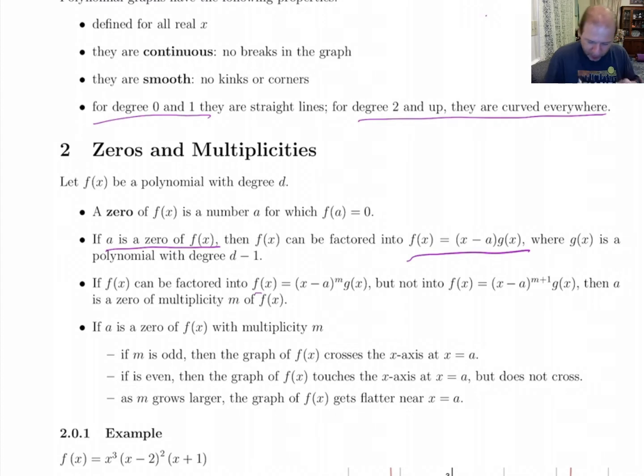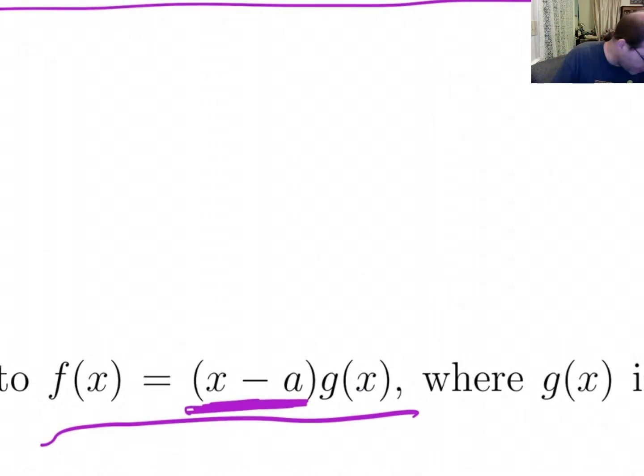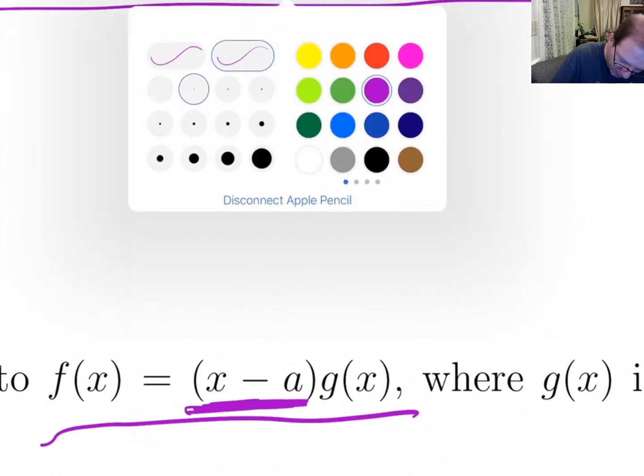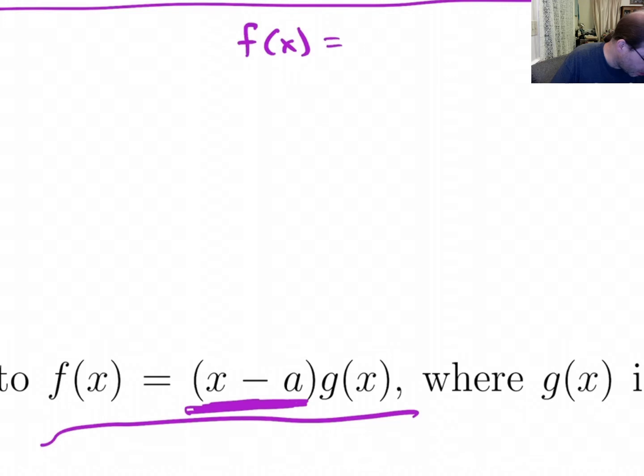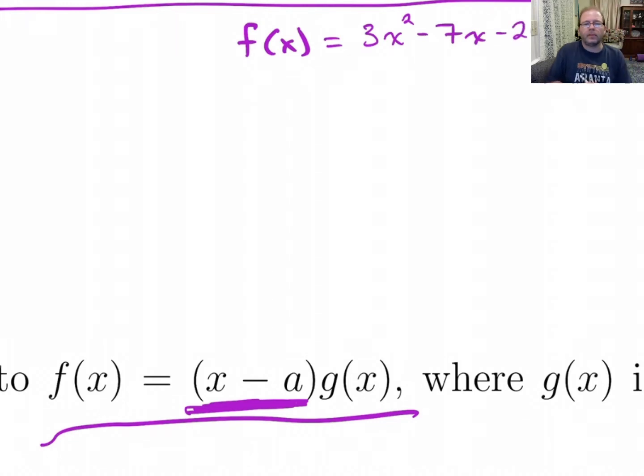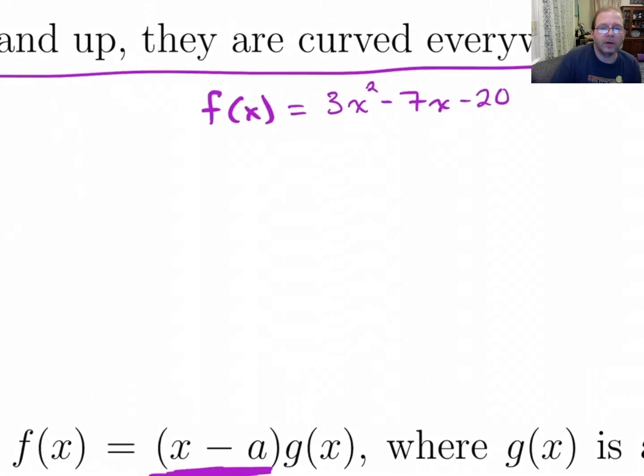All right, one thing that's kind of interesting here, it says if this is a 0, then you can factor x minus a out. So I'm going to zoom in here and do an example. Let's say we have the polynomial f of x. Let me make this a little smaller. f of x is equal to 3x squared minus 7x minus 20. And let's say that we're just told that 4 is a 0. Somebody just gives us that information.